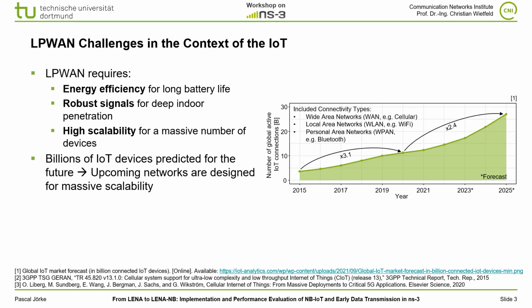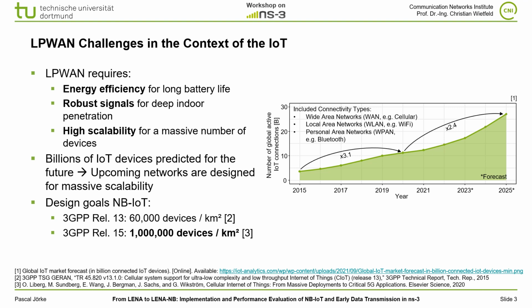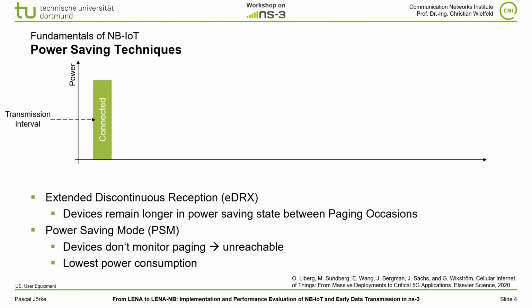This work will mainly focus on the massive scalability, and when we take a look at the global IoT connections forecast for the next years, the load on the networks will drastically increase. That's why the design goals of NB-IoT networks have been adapted from 60,000 devices per square kilometer in 3GPP release 13 to 1 million devices per square kilometer in 3GPP release 15. This support of a massive number of devices requires a reduced signaling overhead for each data transmission, which does not only affect the network capacity, but also has a direct impact on the energy efficiency of the devices for an even better battery performance. So let's take a quick look at the power saving techniques in NB-IoT.